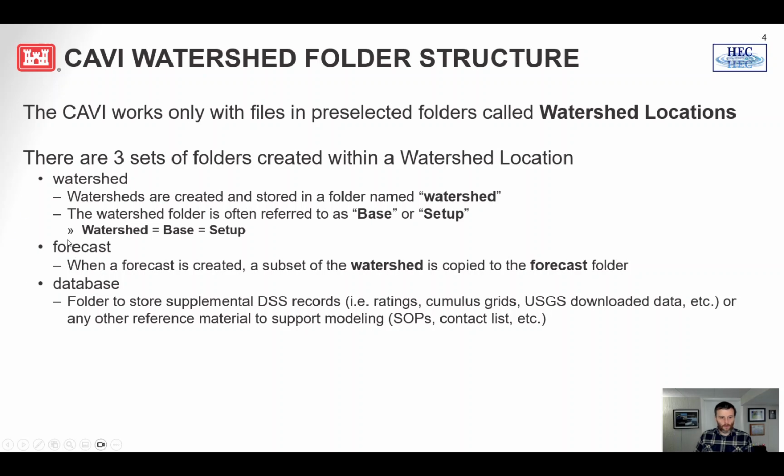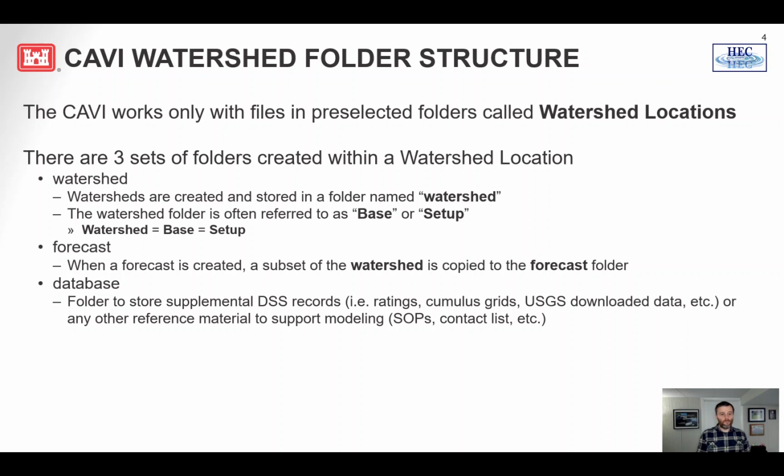There's a forecast folder. When I say that they're making copies of the forecast run and making copies of the models themselves, the model alternatives that they need, that forecast folder is where those copies are being created. So they're copying it from the watershed folder. It's a subset of that base watershed, and it's being copied to the forecast folder itself, right?